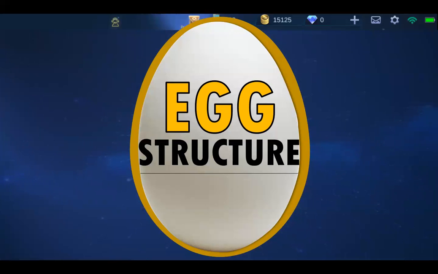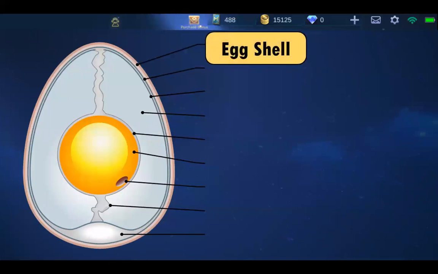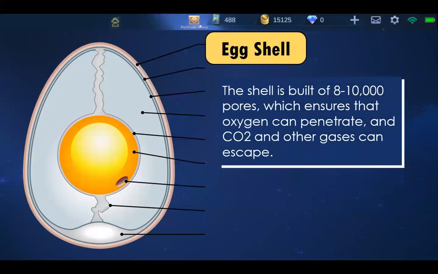Now let's learn about the different parts of the egg. First is the eggshell. It is the outer hard covering of the egg and is made up of calcium, magnesium carbonate, and calcium phosphate. The shell gives shape to the egg and holds the inner contents. The shell contains thousands of pores that allow carbon dioxide and moisture to escape as well as air to enter.